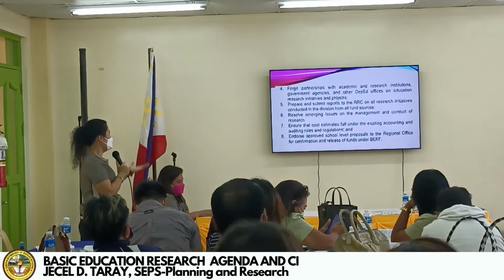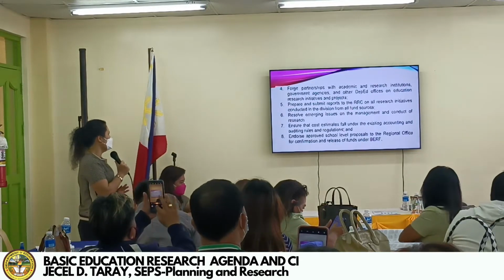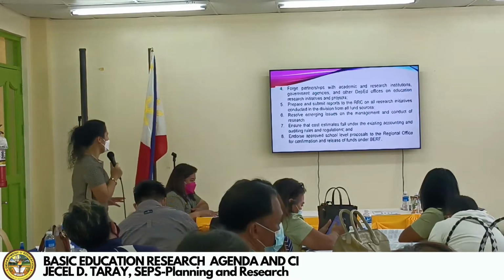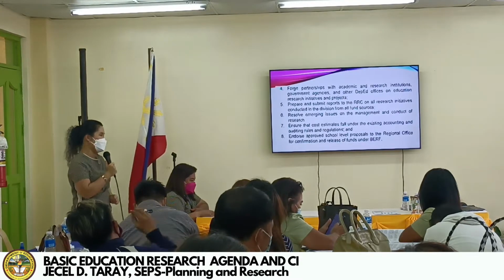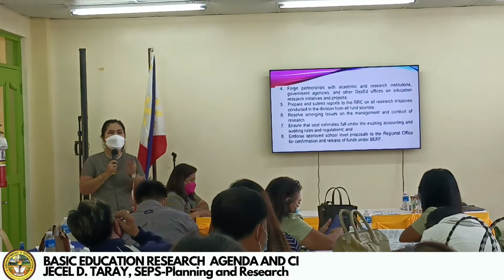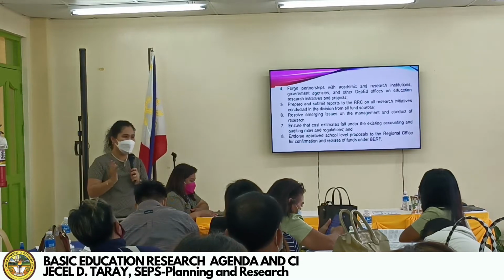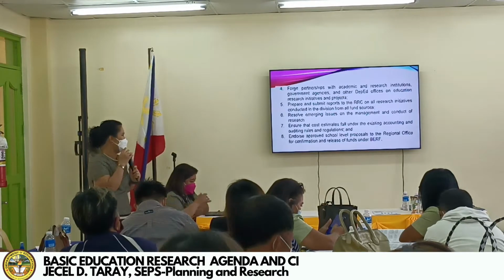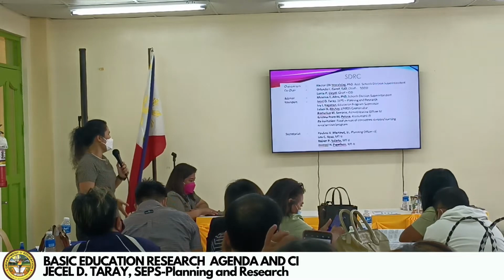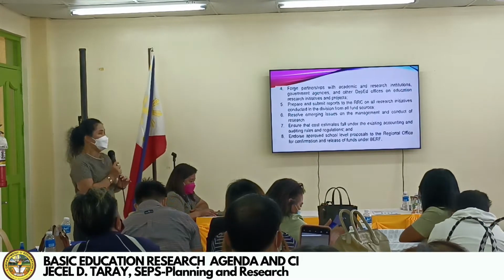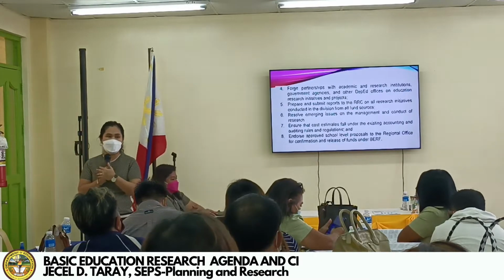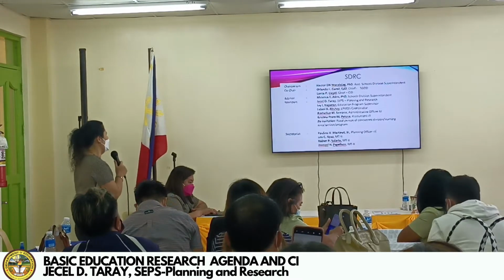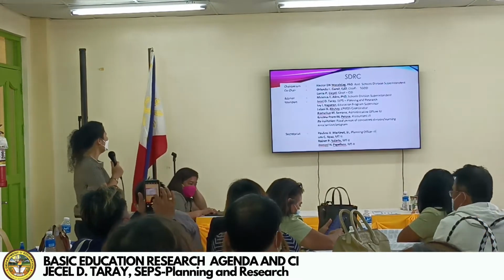Then for partnerships, we prepare a report for the RRC, resolve emerging issues in the management or conduct of the research program, and ensure cost estimates. Our cost estimates follow separate implementing rules and regulations in accordance with accounting. Then we endorse for approval. We endorse the research proposals to the regional office, and then the regional office endorses them to the central office.